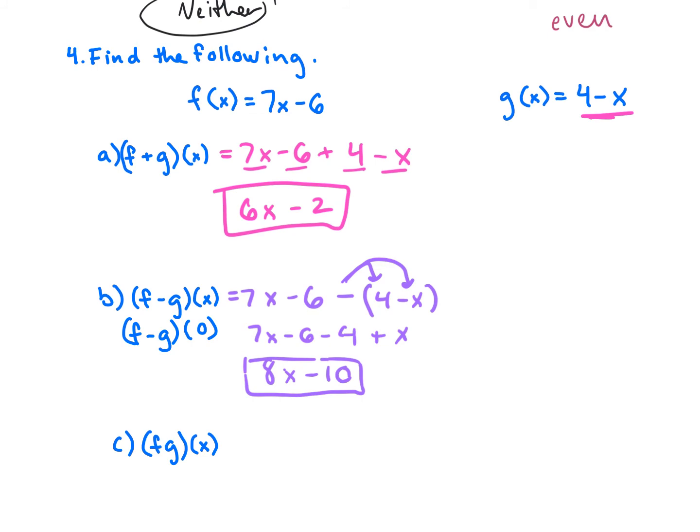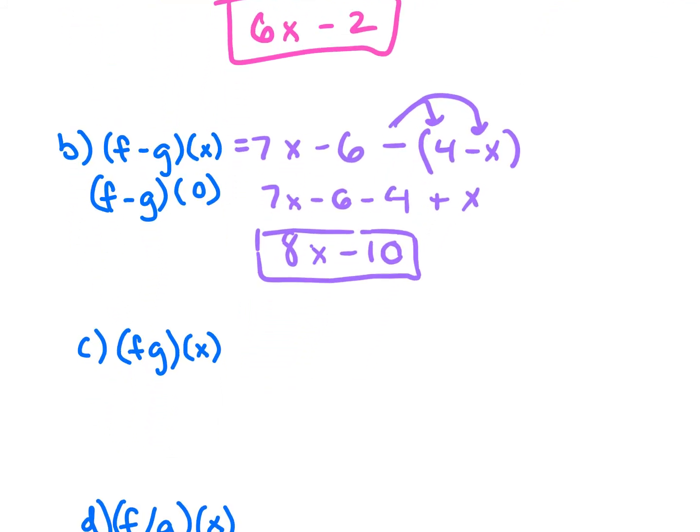And then next I want to find f minus g of 0. So what do I need to do? Plug in the 0. So 8 times 0 minus 10 would give me what? Negative 10.